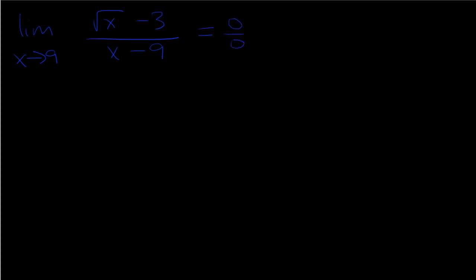So the key to doing this problem is to multiply the top and the bottom by the square root x plus 3. And that's going to be the conjugate. So square root of x plus 3, square root of x plus 3. The top is just a difference of two squares, so you have a minus b times a plus b, which is just a squared minus b squared.